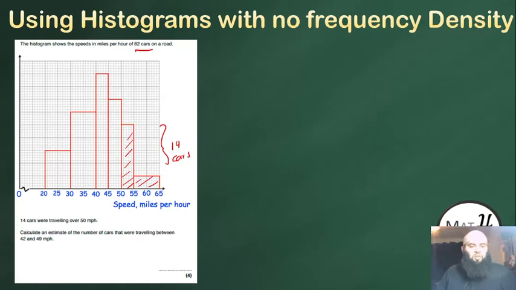Calculate the estimate number of cars that were traveling between 42 and 49. Okay, so we don't have any y-axis, so frequency density. What we really need to do is count the number of boxes. So what they have given us is this piece of information that can really make us work out what one car equates to. So we can find this by doing the total number of squares divided by 14, and that way we can find out how many squares one car represents.